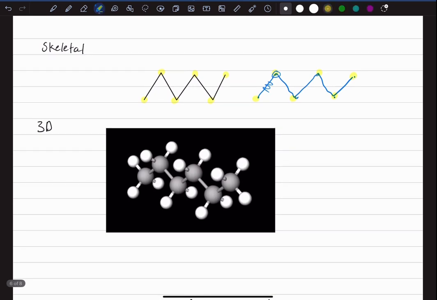Here we have the 3D model of hexane. We can see the 6 carbons, 1, 2, 3, 4, 5, 6, and we can also see the 14 hydrogens, 1, 2, 3, 4, 5, 6, 7, 8, 9, 10, 11, 12, 13, 14.